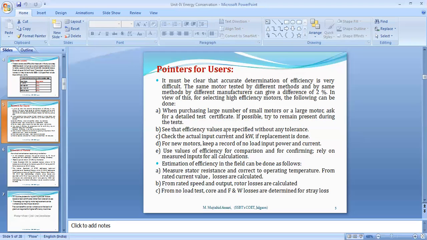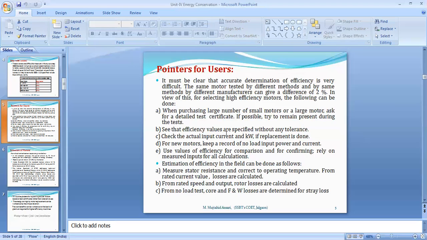And nearby, we know that in Bhopal, a high voltage test and impulse test is carried out. So during the test, the person or representative should remain present. See the efficiency value specified without any tolerance. What efficiency has been displayed on the nameplate, and what is the actual efficiency? We have to compare, looking at its tolerance value.